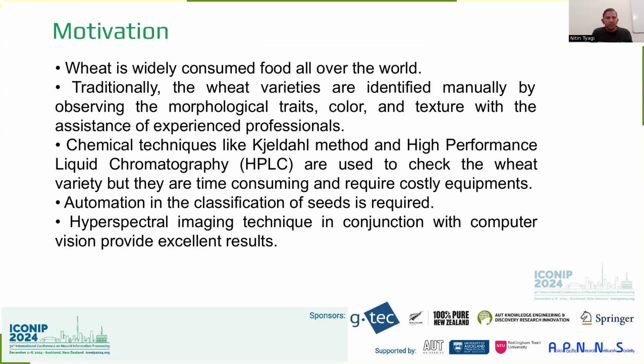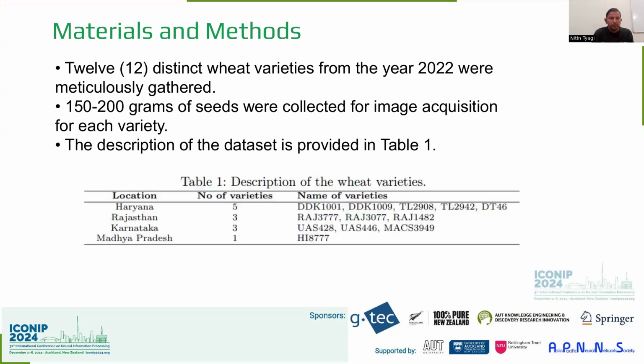The motivation behind this work is that wheat is a widely consumed food all over the world. Traditionally, wheat varieties are identified by experienced professionals using morphological traits, color, and textures. A few chemical methods are also used, like the Kjeldahl method and high-performance liquid chromatography, but these methods are very destructive in nature, time-consuming, and require costly equipment. So automation in the classification of seeds is very important. Recently, the hyperspectral imaging technique in conjunction with computer vision is providing very excellent results for the classification of seeds.